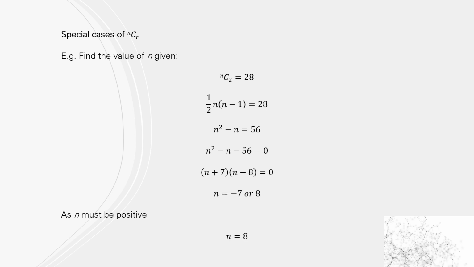Let's use one of our rules to find the value of n, given that nC2 is 28. So nC2 is a half n(n minus 1). That equals 28. Multiply the 2 across, expand the brackets, and get n squared minus n equals 56. Bring it over and you'll notice you have a quadratic. Factorising that quadratic, you get (n + 7)(n minus 8). So n is equal to minus 7 or 8, and because n must be positive, n equals 8.